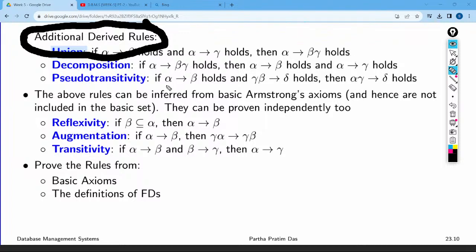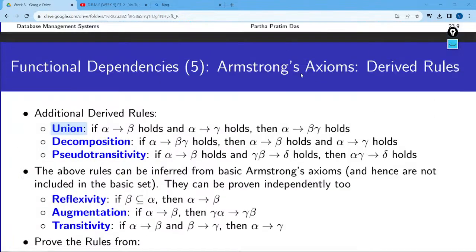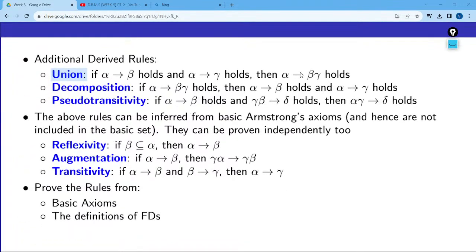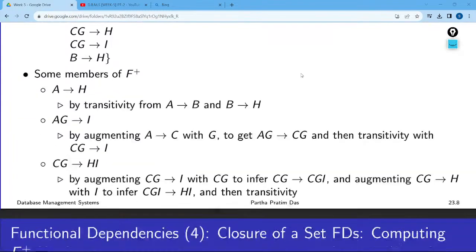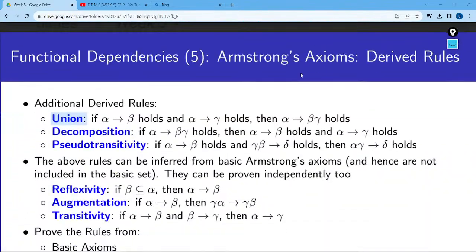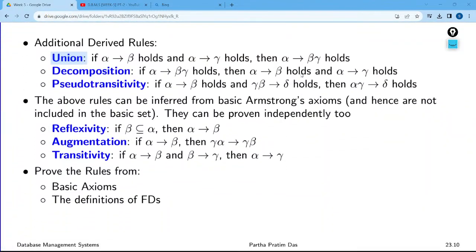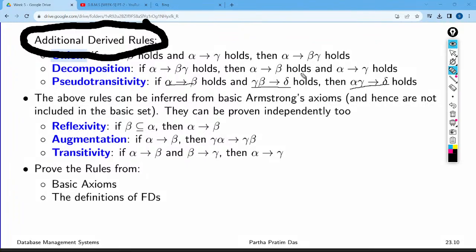Pseudo transitivity means if alpha implies beta and gamma beta implies delta, then alpha gamma implies delta, right? So I think what they have done wrong here is they should have provided this slide before solving problems on closure sets. No issues, no issues, right?